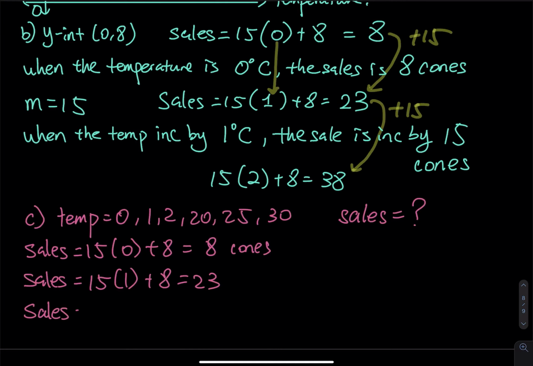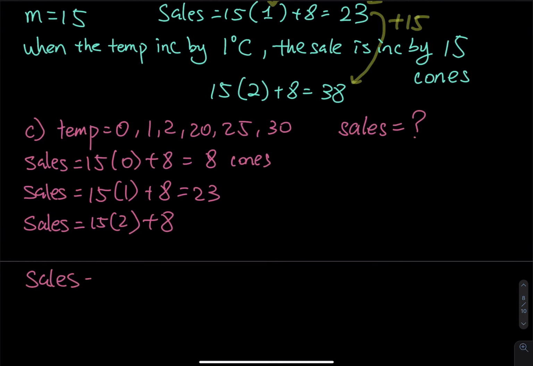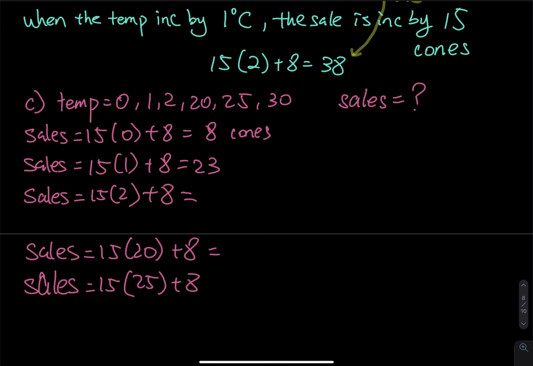So sales is equal to 15 times 2 plus 8. And then sales is equal to 15 times 20 plus 8. And then sales is equal to 15 times 25 plus 8. And then sales is equal to 15 times 30 plus 8. So you do the math, you will be able to see the sales, right? So this one is 38. The units are in cones.